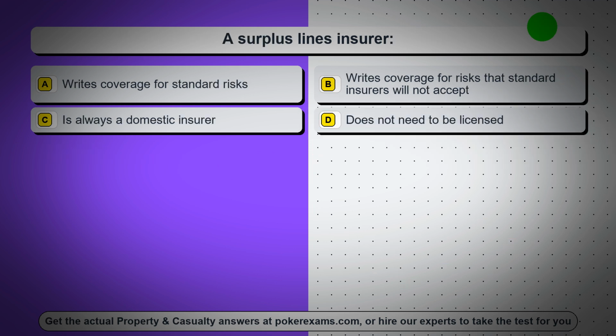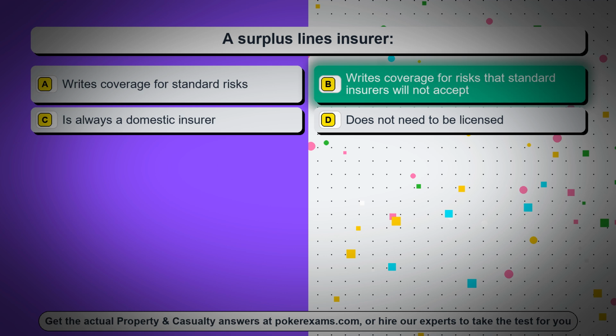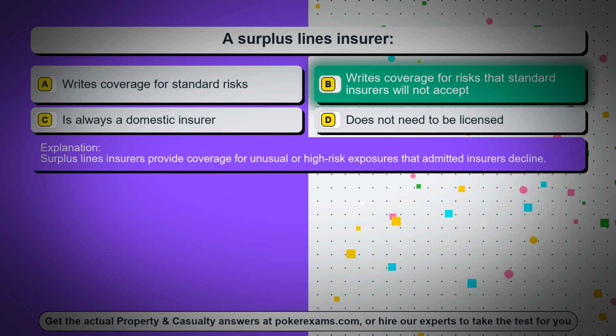Question 49. A surplus lines insurer. Option A, writes coverage for standard risks. Option B, writes coverage for risks that standard insurers will not accept. Option C, is always a domestic insurer. Option D, does not need to be licensed. The correct answer is option B, writes coverage for risks that standard insurers will not accept. Surplus lines insurers provide coverage for unusual or high-risk exposures that admitted insurers decline.